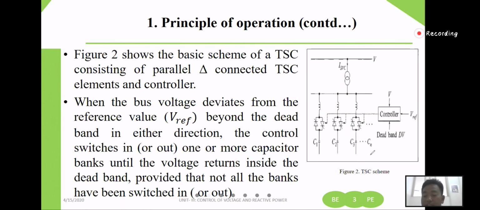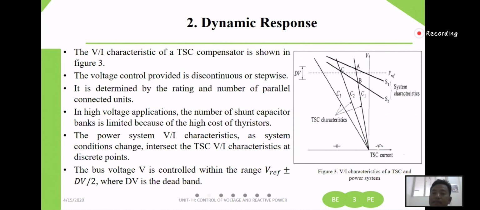Okay, I have said so on, meaning we can arrange many, n numbers of TSC, but we have to see cost wise also. But later on we'll see that. Just now we are talking about how it functions. Okay, so this is how this TSC functions.